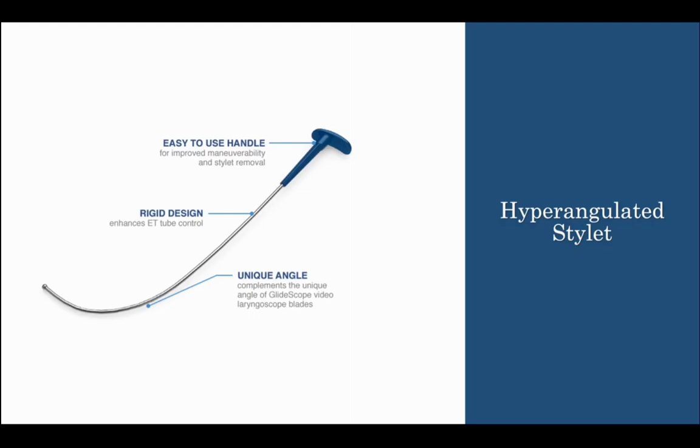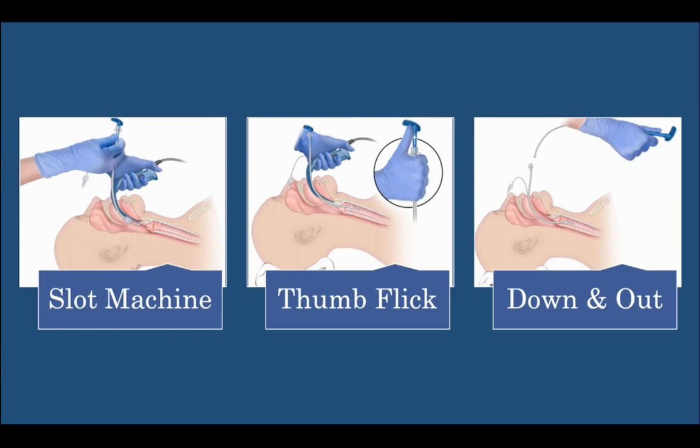Back to the hyperangulated stylet. So there is a thumb rest because when we're performing video laryngoscopy, we're going to need to pop the top and extend the distal tip. The design is rigid. Sometimes I will put a little bit of lube between my tube and that blue top of the video scope just to make sure that it's not a tight fit.